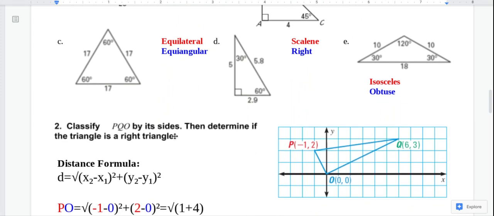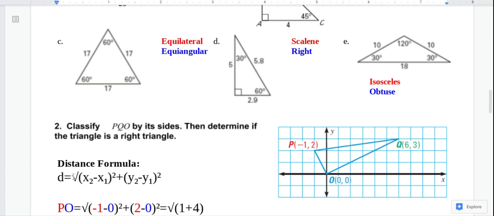Then number 2 here, we need to classify the triangle PQO by its sides, then determine if the triangle is a right triangle. So here is P, Q, and O on the coordinate plane. We know the points, -1, 2, 0, 0, and 6, 3, but we don't know the lengths of these sides. So we need to use the distance formula. Knowing the 2 points, we can use the distance formula to find the lengths of the sides. Then we can classify the triangle by its sides, and then we'll look at a way to figure out if it's a right triangle or not.